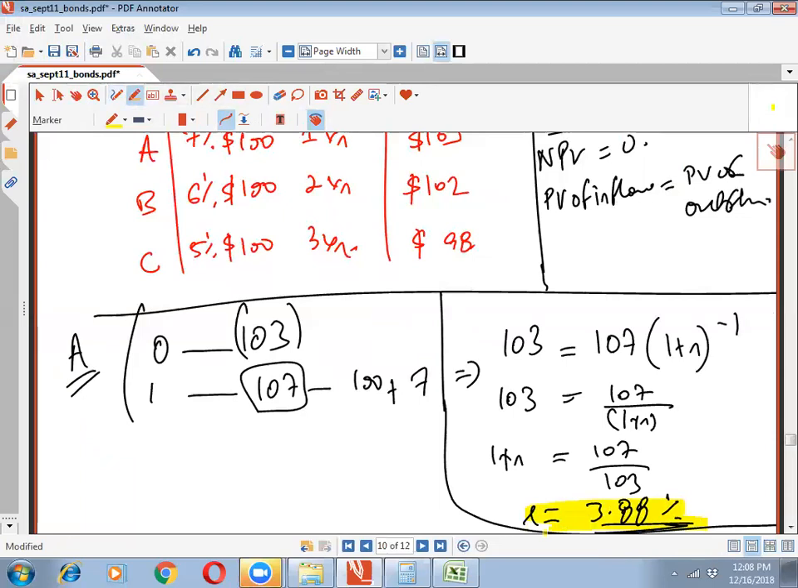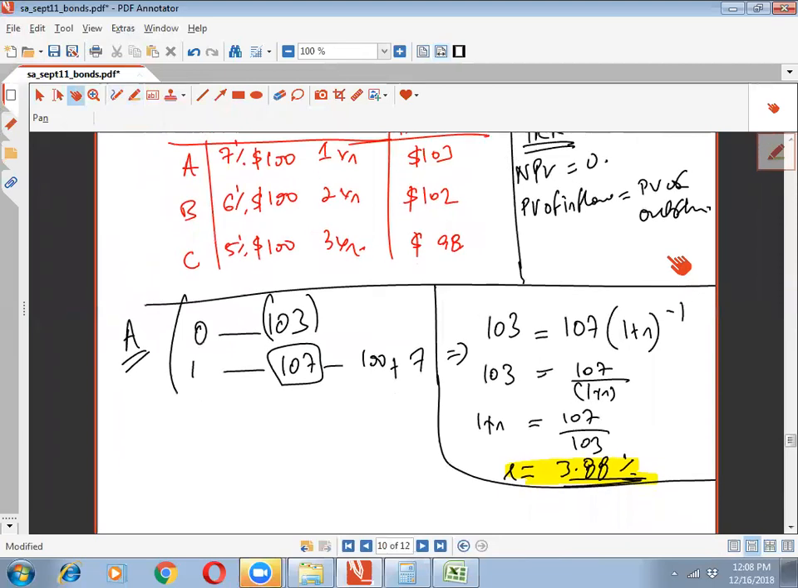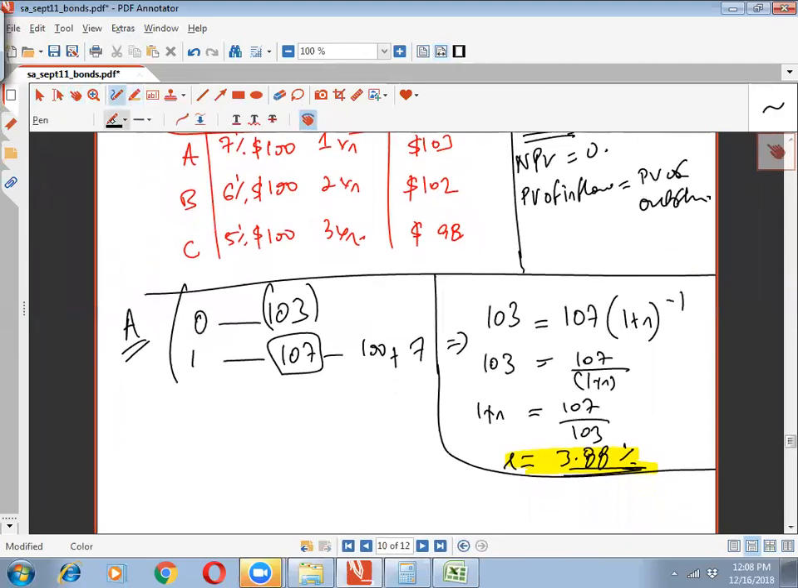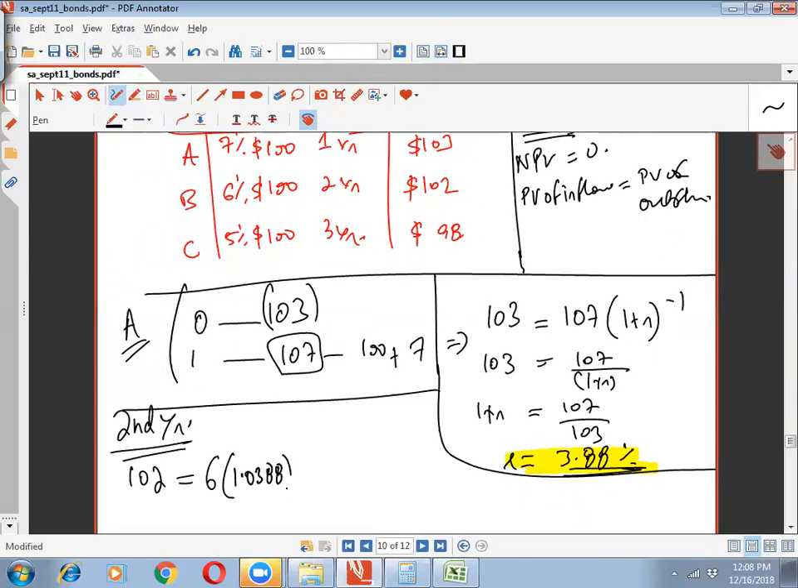Is that fine? Okay, now let's move further. We've established the first year yield curve. Now we need to move forward and establish the other yield curves. Let's talk about the second year. Now, if we talk about the second year, 102 is going to be equal to 6 into 1.0388 power minus 1 plus 106 into (1 plus r) power minus 2.